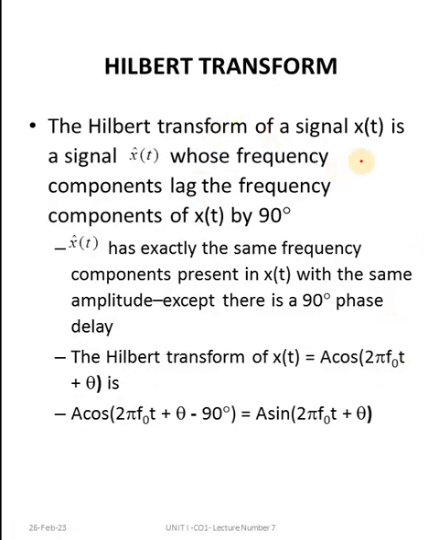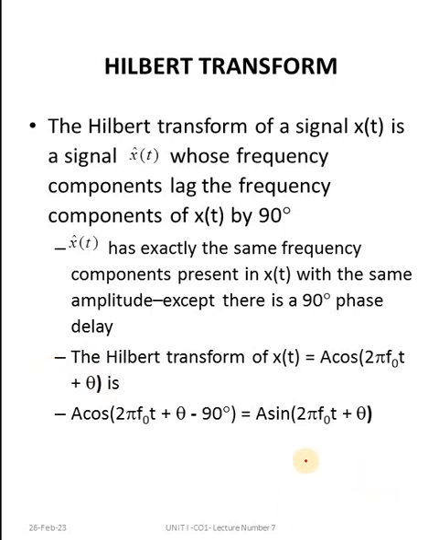The Hilbert transform of a signal x of t is a signal x cap of t whose frequency components lag the frequency components of the input signal x of t by a 90-degree phase shift. That is, x bar of t has exactly the same frequency components present in the input signal x of t with the same amplitude, except there is a 90-degree phase shift delay.